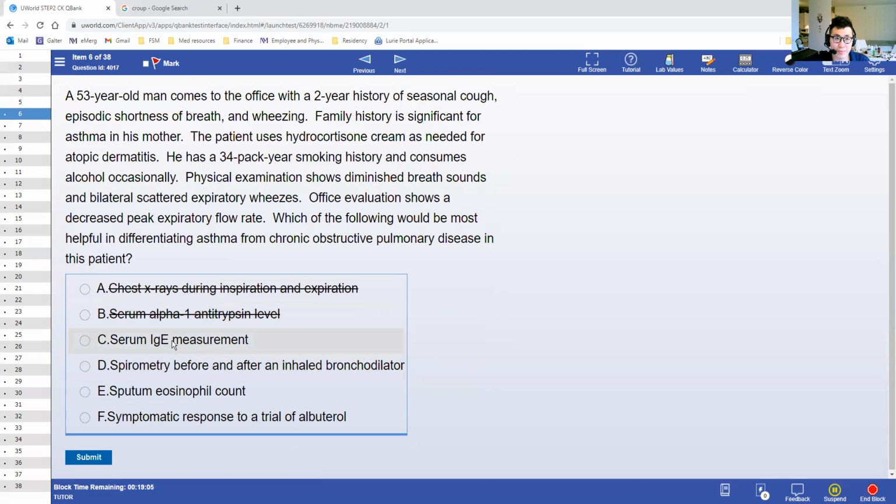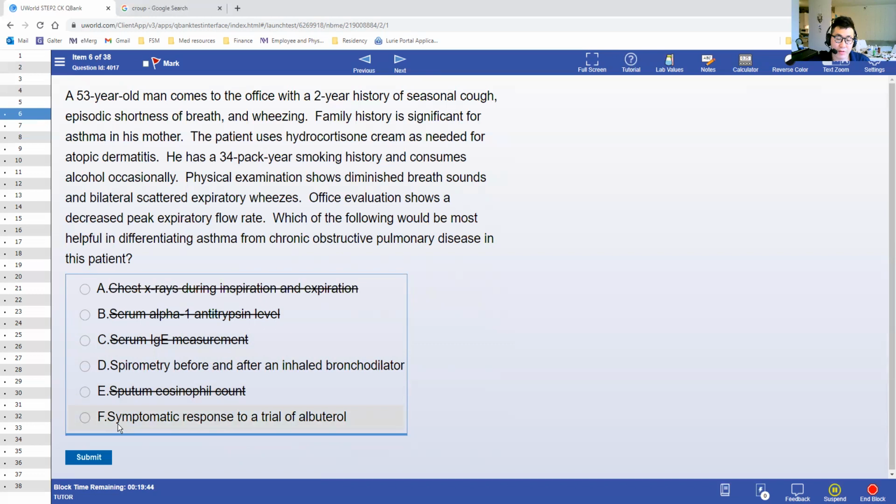IgE measurement. This could be elevated in asthma, sure, but again, I don't think this is commonly done, and it wouldn't really show you much of anything. There are IgE-mediated variants of asthma. However, this is not really super specific for this. You wouldn't use this to measure all asthma forms. Before and after inhaled bronchodilator, this is the one I'm leaning towards. Serum eosinophil count. Again, this could be increased in asthma, but not always. And you'd also see this in bronchiectasis and such.